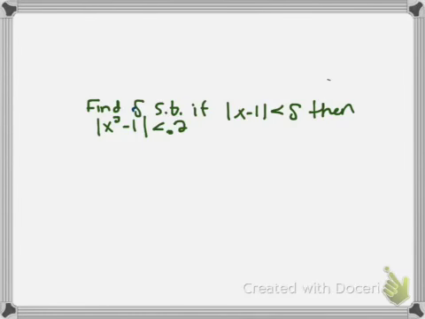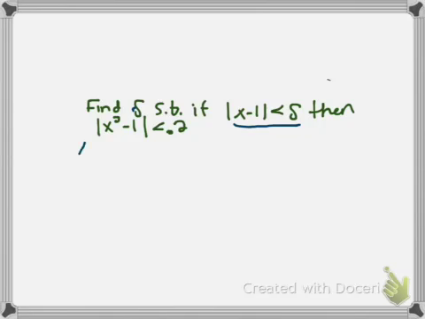So this is the second example of 2.4 on the precise definition of a limit. The question is saying find delta, which is the distance from x to my value, such that if the absolute value of x minus 1 is less than delta, then the absolute value of x squared minus 1 is less than 0.2. So a couple of things.